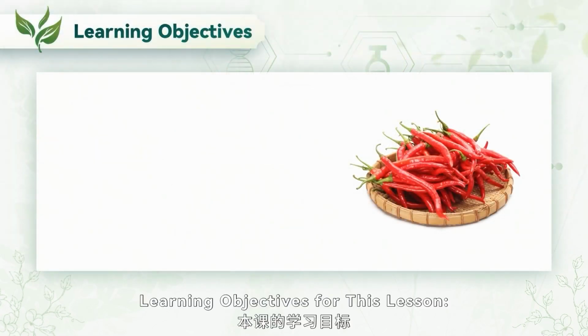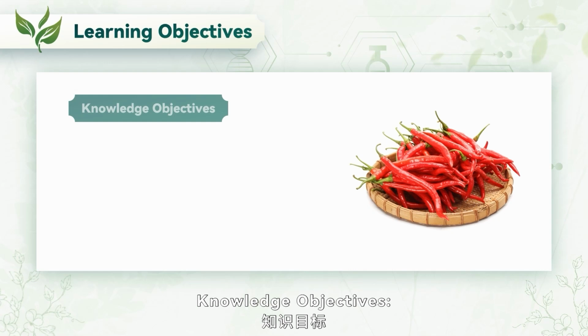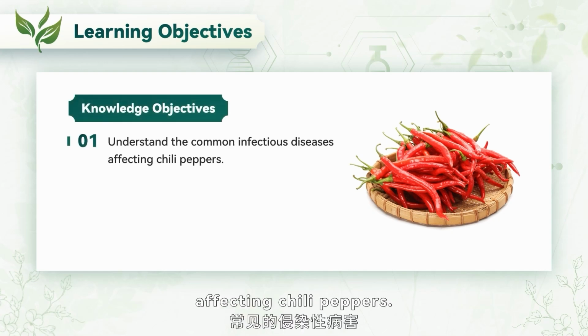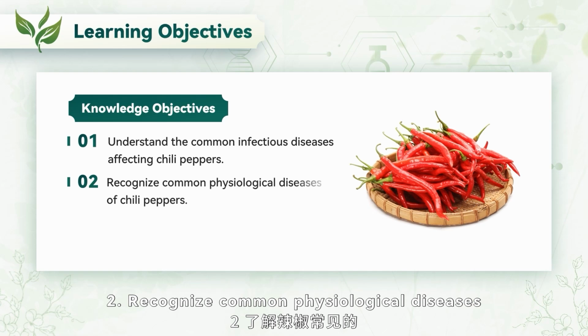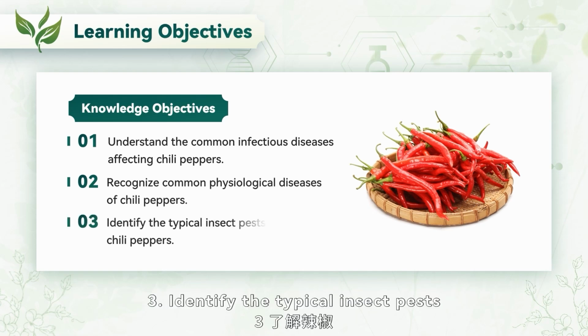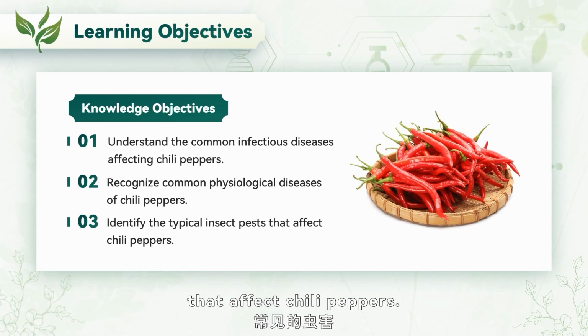Learning objectives for this lesson. Knowledge objectives. 1. Understand the common infectious diseases affecting chili peppers. 2. Recognize common physiological diseases of chili peppers. 3. Identify the typical insect pests that affect chili peppers.